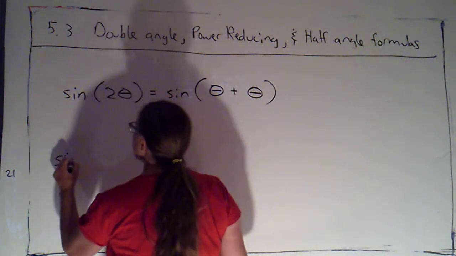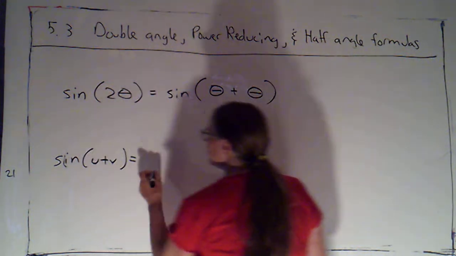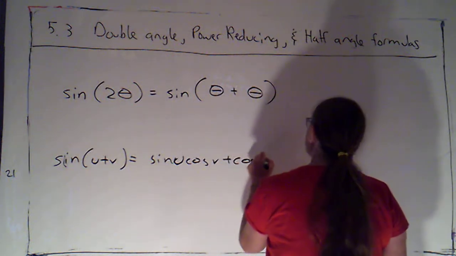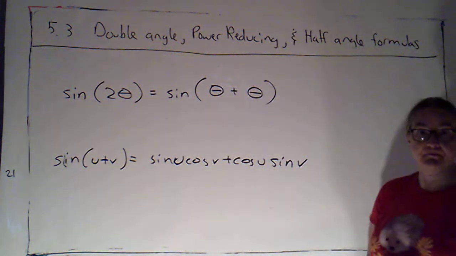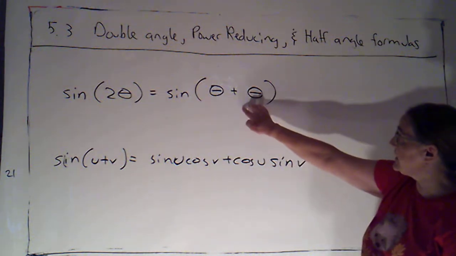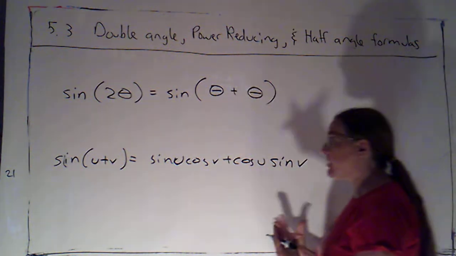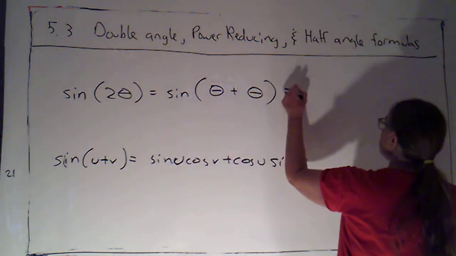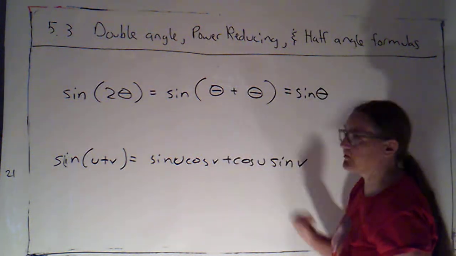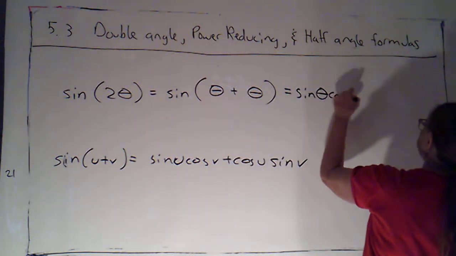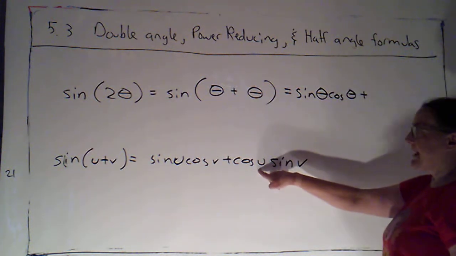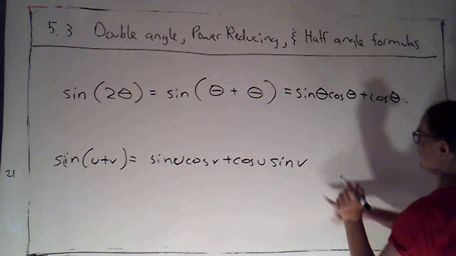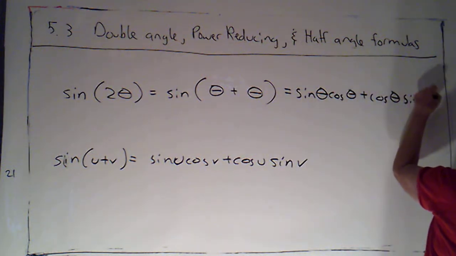The sum formula was sine of u plus v was sine u cosine v plus cosine u sine v. So basically what we're doing here is we're plugging in theta for both u and v. So I'm going to get, instead of sine u, sine theta. And instead of cosine v, cosine theta. Plus, then I'm going to get, instead of cosine u, cosine theta, times, instead of sine v, sine of theta.